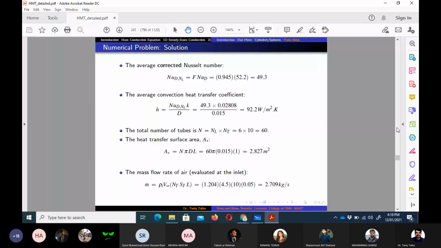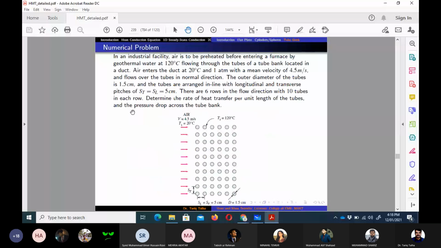So physically, what does this 29 mean? The inlet temperature for the air was 20. At the outlet the temperature becomes 29. So it means that during these 6 rows the temperature only increased by 9 degrees. If we want more increase, we can do a couple of things. Either we increase the number of rows or we decrease the mass flow rate of the air, then we can have more increase as it flows through this tube bank.